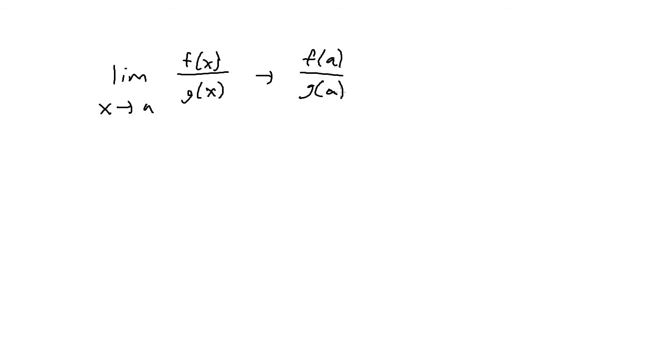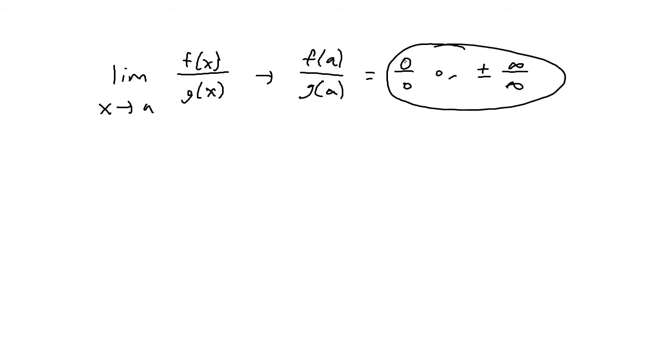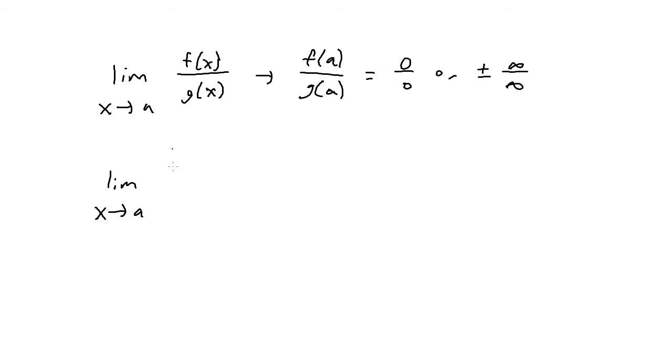Now, when you plug in those values, if you get an answer of 0 over 0 or plus or minus infinity over infinity, both of these are known as indeterminate forms. And because they are indeterminate forms, you can use L'Hopital's rule. And so what L'Hopital's rule is, you rewrite the limit, so the limit as x approaches a, but this time you take the derivative of the numerator, so f prime of x, over the derivative of the denominator, g prime of x. And then you can go ahead and evaluate from there.